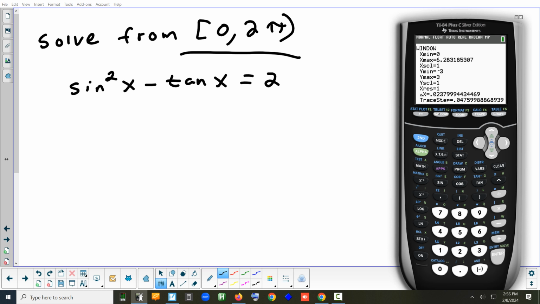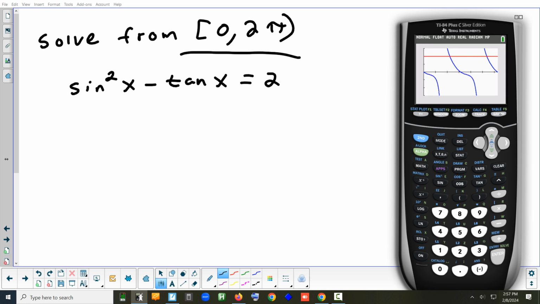If you didn't have the tangent here, this would be no solution. Sine squared never equals 2. It doesn't go that high. Remember, when you type it in, you cannot type it the way it looks on paper. You have to type in sine squared, just like I have it in y1. Put the left side in y1, put the right side in y2.